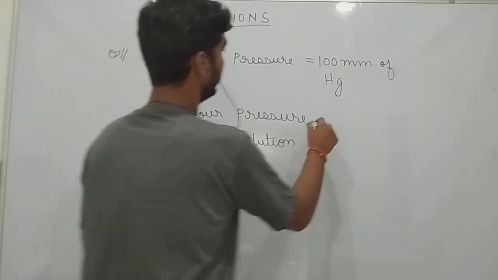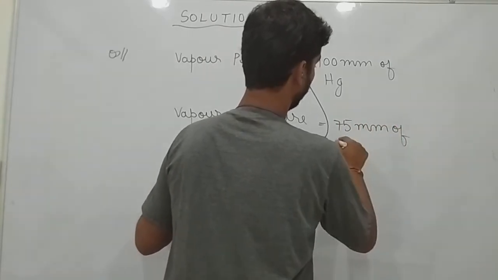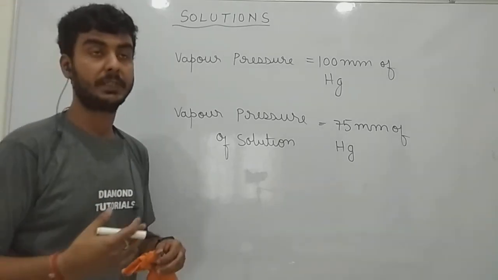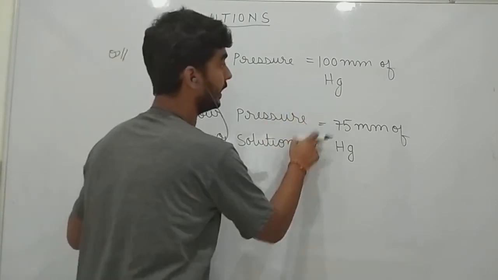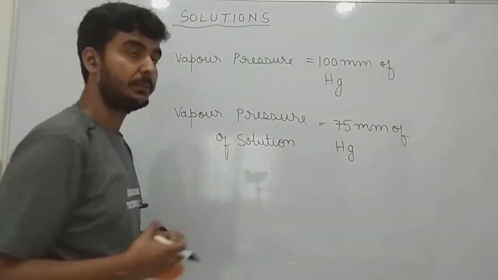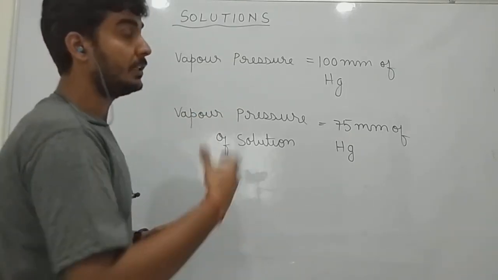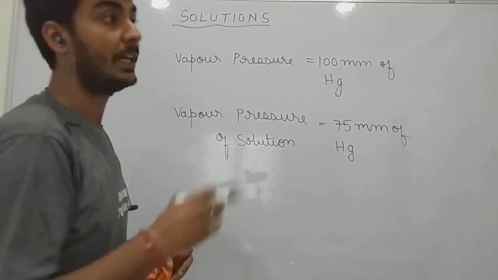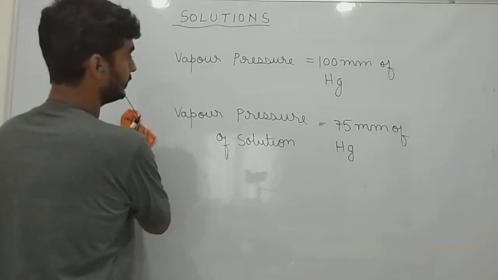The vapor pressure of the solution will be 75 millimeter of Hg, because there will be a 25% reduction. Initially it was 100, reduced by 25, which means it will be 75. Now we know the reduction in vapor pressure is 25 millimeter of Hg, so we can calculate the relative lowering also. That relative lowering will be equal to the mole fraction of solute, that is, the mole fraction of urea.